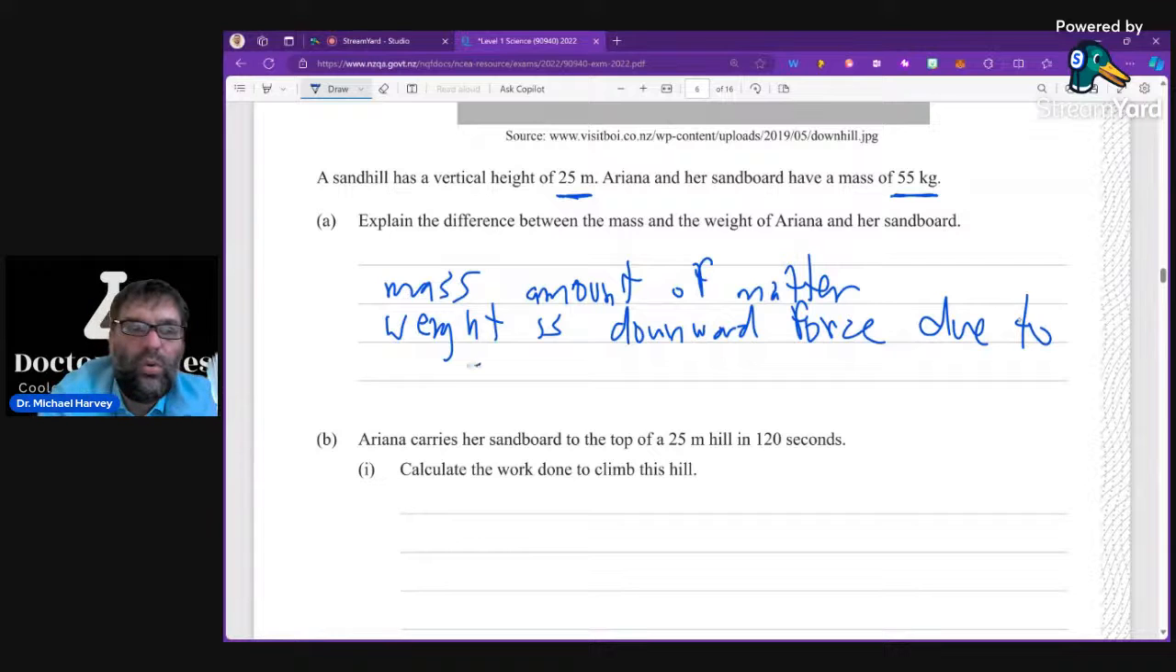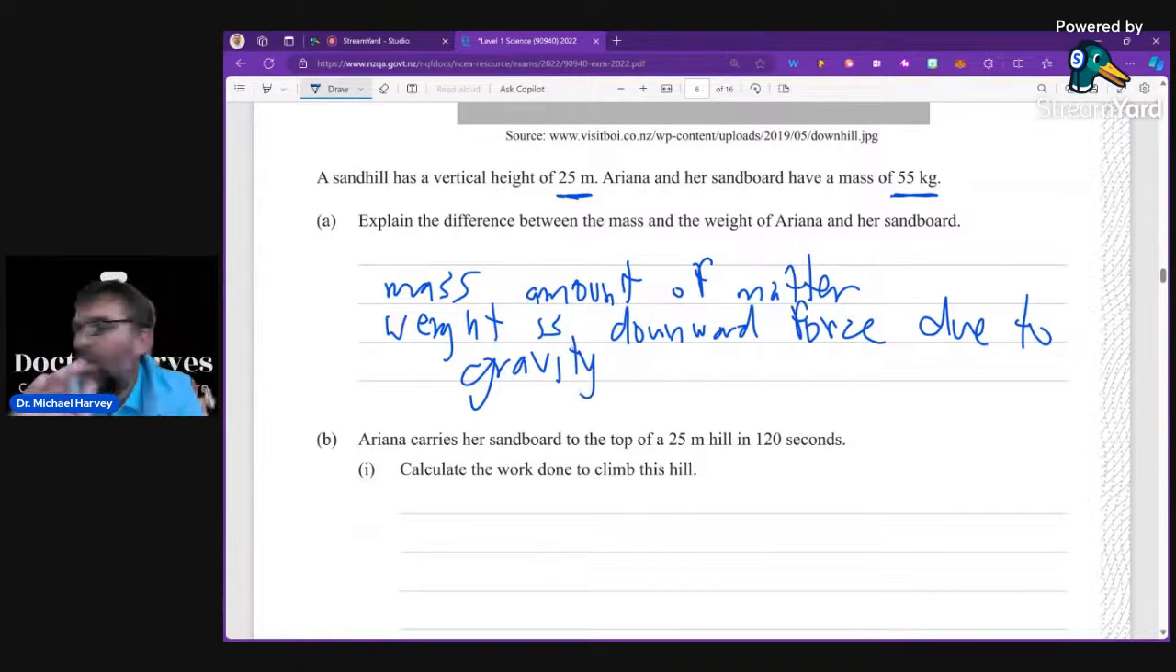Due to gravity. Okay, so basically, students usually get this question wrong because we use mass and weight interchangeably in non-science contexts. Essentially, mass is the amount of matter in a substance, and weight is a downward force due to gravity. So you can be weightless in space because there might not be gravity in space, but you won't be massless. I wish that was the case because I might need to lose a little bit of mass.